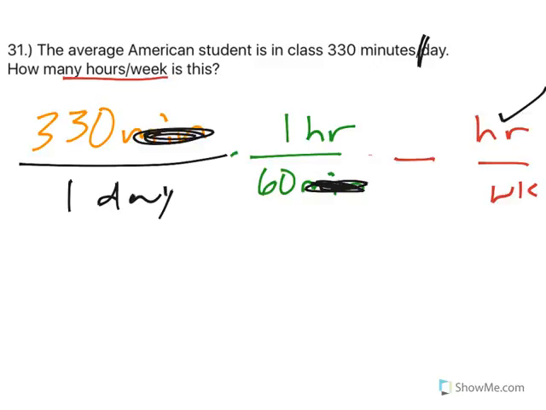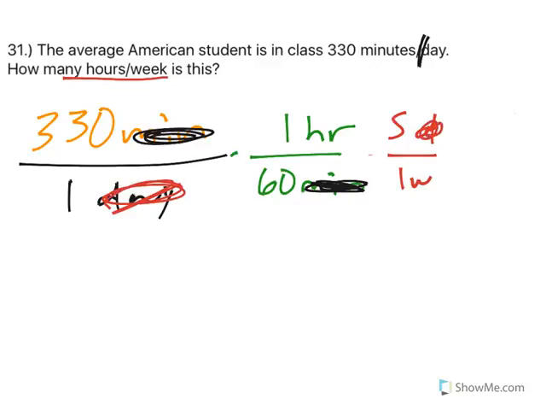Now, I got to go to days. Well, there are 7 days. Oh, shut the front door. We're talking about students. You don't go to school 7 days a week. You go to school 5 days a week. There are 5 days in 1 school week. So days cancels out, and now I'm in weeks. Okay, I'm going to get rid of this over here. I need to change my answer.